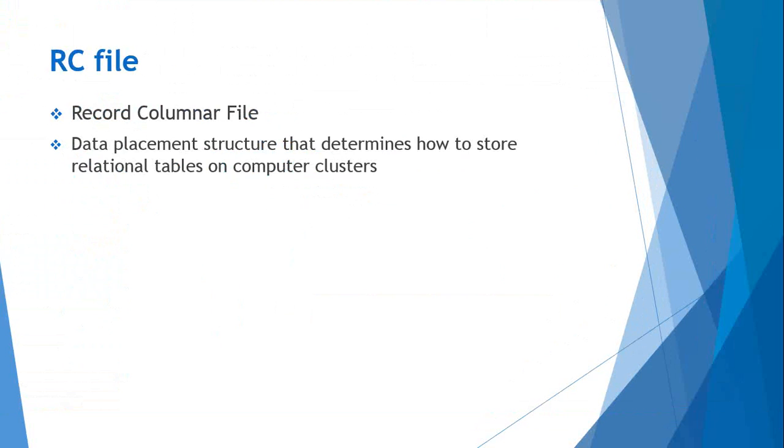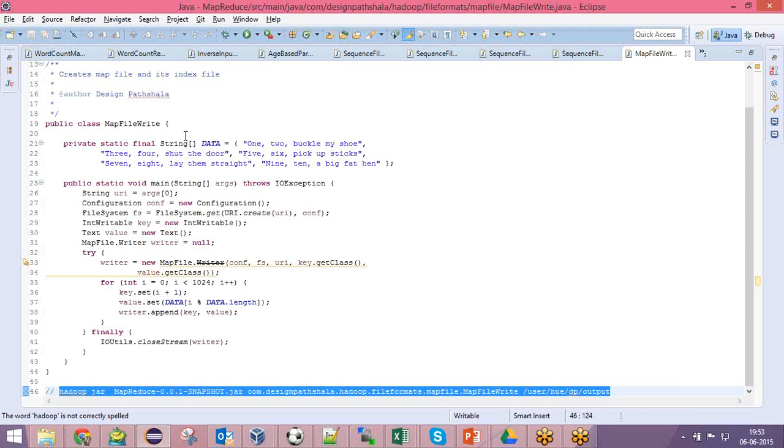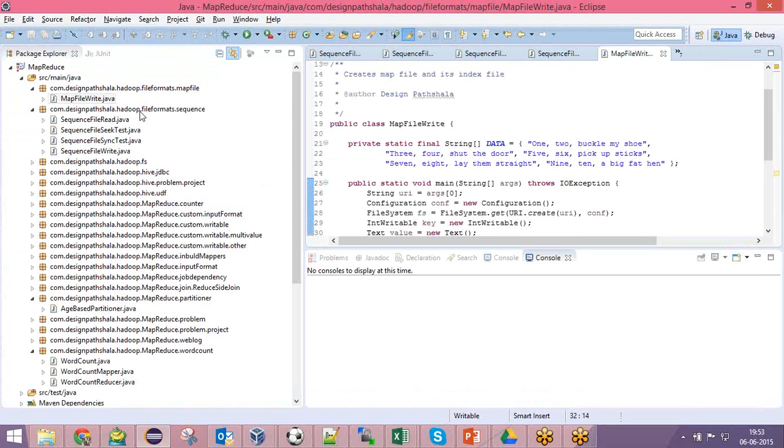Interesting files. And which? Yeah, go ahead. So which class were you running at that point? If you go back to Eclipse, what was the file? Okay, so this is the map file writer and sequence file writer and readers. Okay. Okay, thank you.